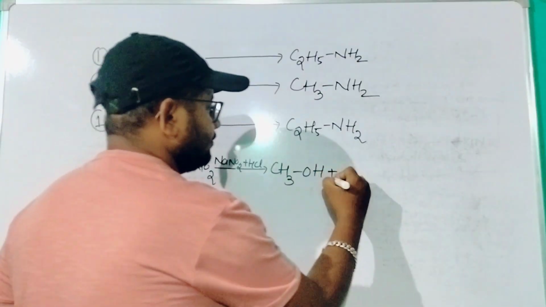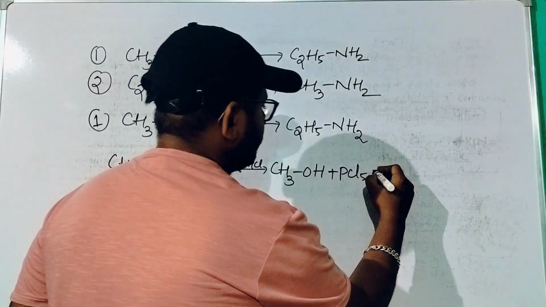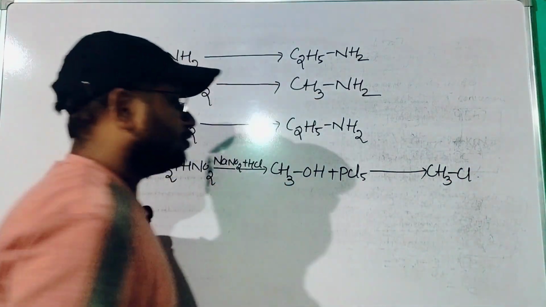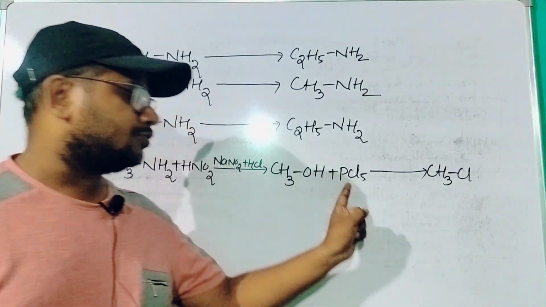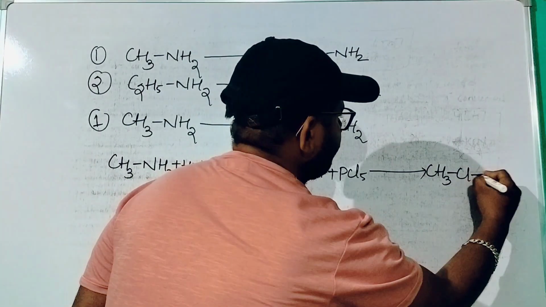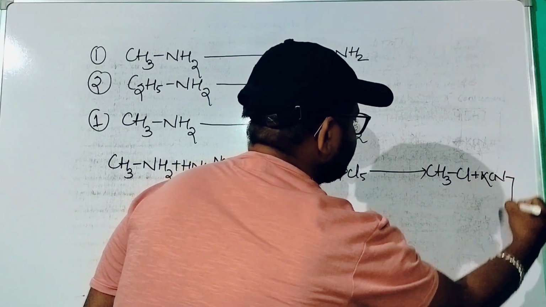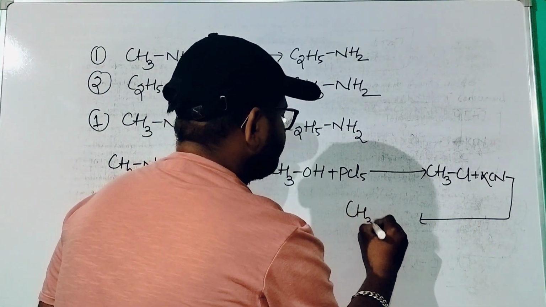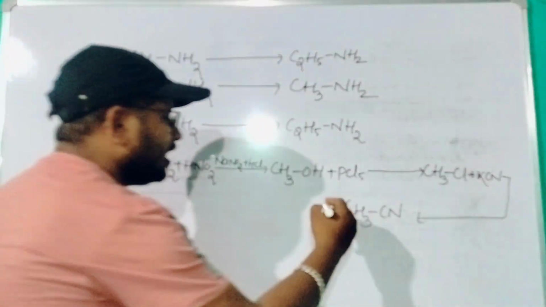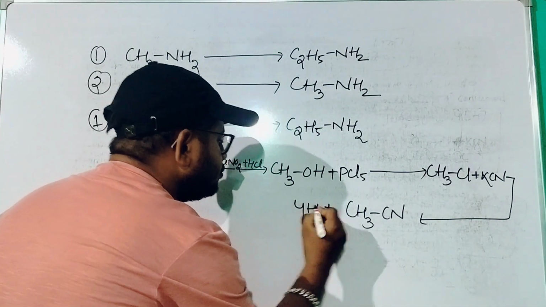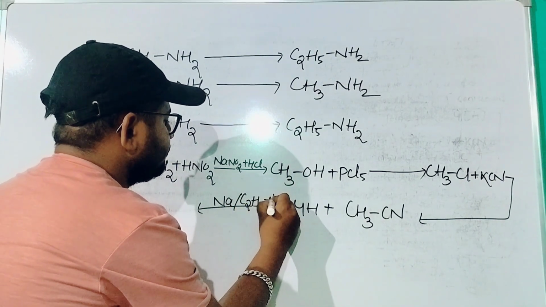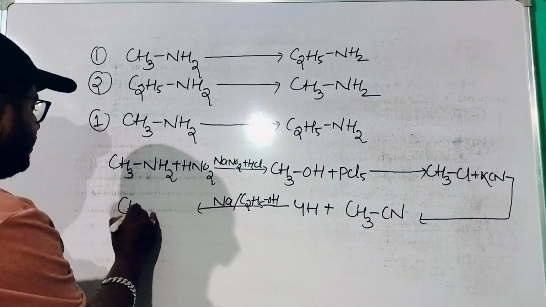Methyl alcohol can be converted into methyl chloride by the action of PCl5, that is your phosphorus pentachloride. Next, methyl chloride can be further treated with alcoholic KCN to form methyl cyanide, and methyl cyanide can be further reduced in the presence of sodium in ethanol to form ethylamine.